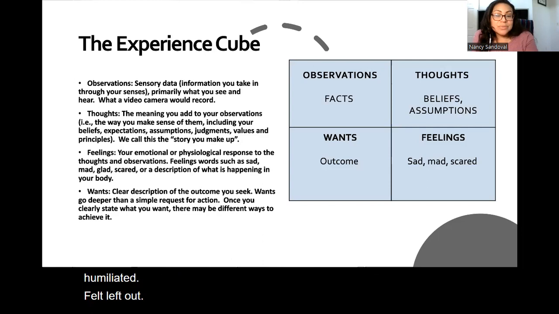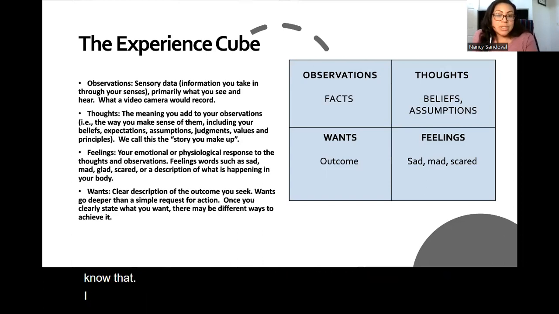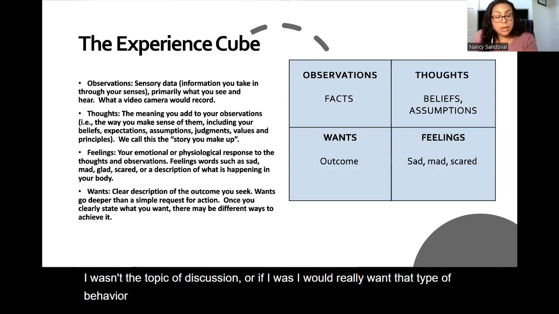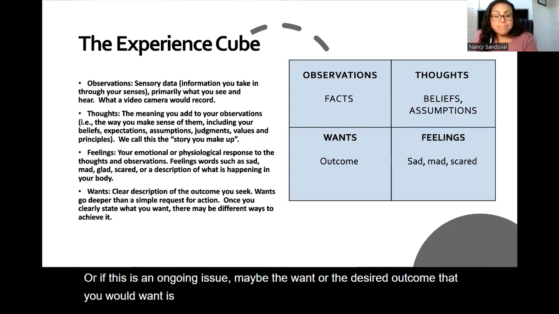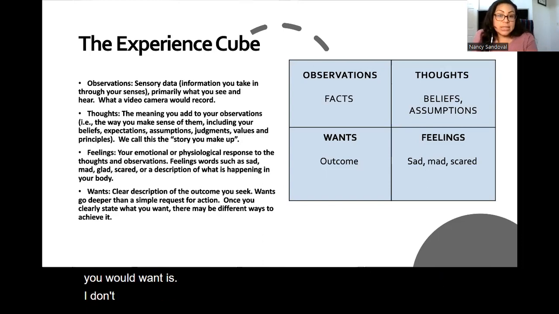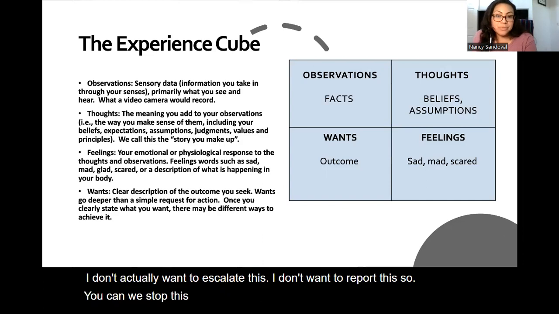And the wants. Well, maybe in that scenario, it would be that, well, I would really want to know that I wasn't the topic of discussion. Or if I was, I would really want that type of behavior to stop. Or if this is an ongoing issue, maybe the desired outcome that you would want is, you know, I don't actually want to escalate this. I don't want to report this. So can we stop this type of behavior?